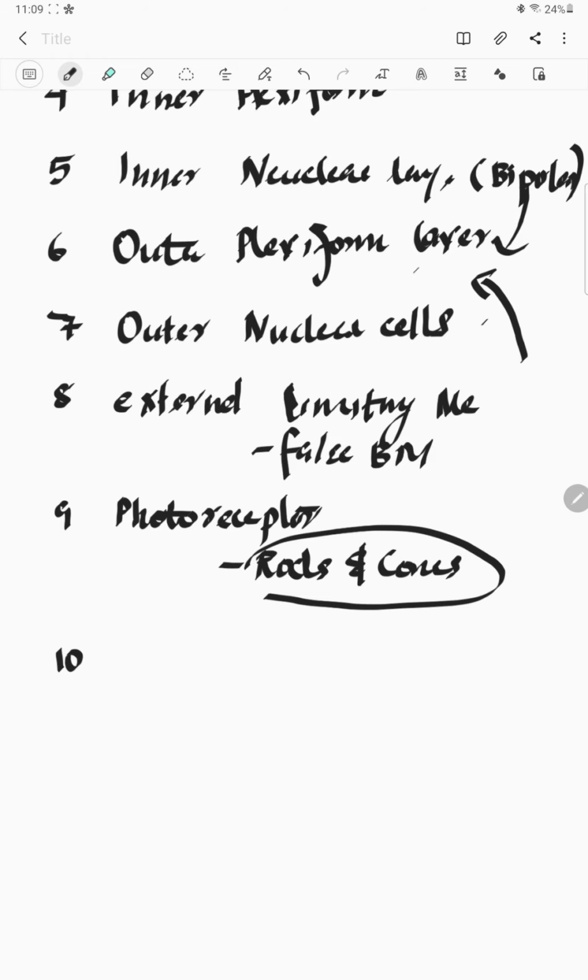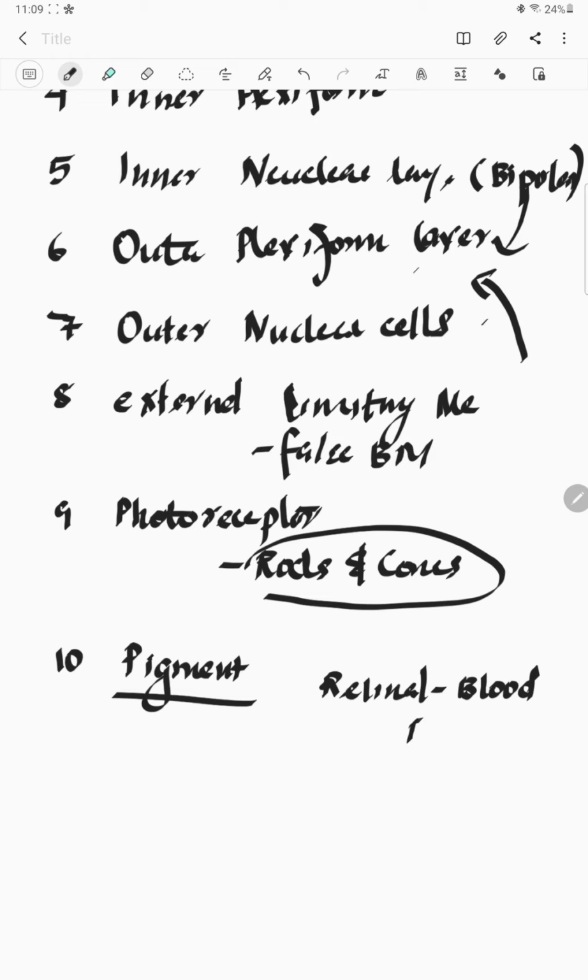Then the last layer is the pigment epithelium. This forms the outermost layer as well as it forms a retinal blood barrier. And it has phagocytic activity.